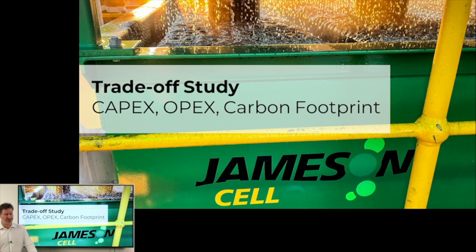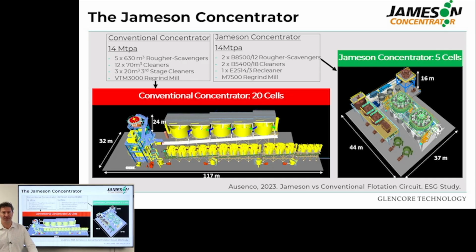Now I'd like to show you a very interesting trade-off study that was prepared by Osenko. Osenko undertook a trade-off study between a conventional and a Jameson concentrator, obviously with the same process design criteria for both circuits. The conventional concentrator and the Jameson concentrator are both 40 million tons per annum.